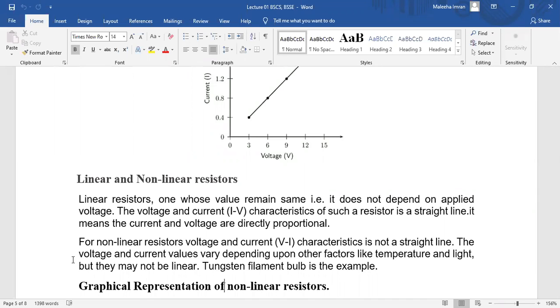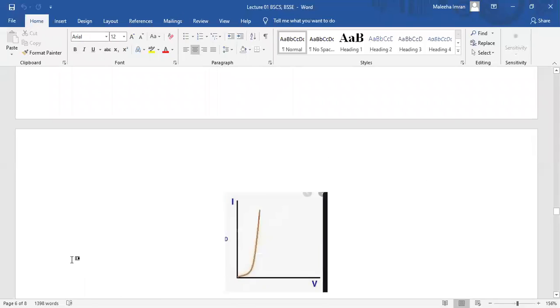And if the graph is not a straight line, then what you have is the resistance that is known as the non-linear resistance. So for the non-linear resistance, the graph will not be a straight line like this. This is the graph between voltage and current. So this is non-linear.